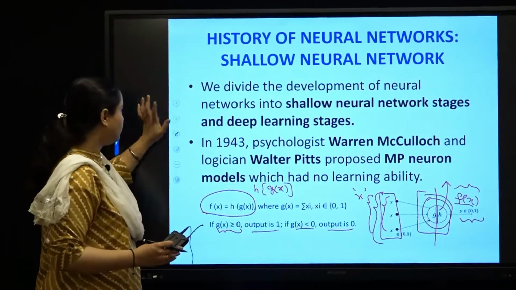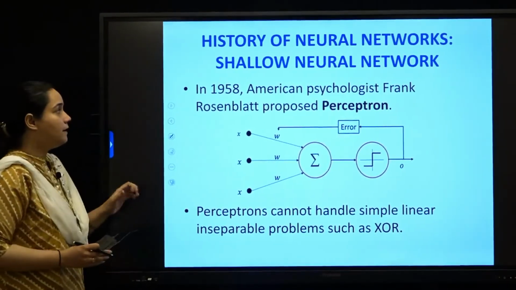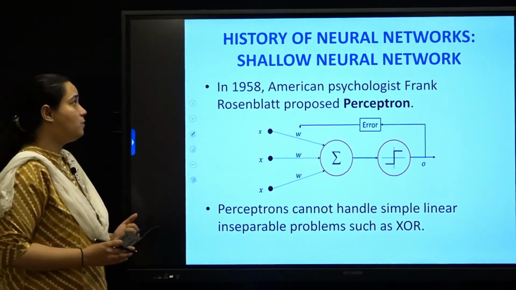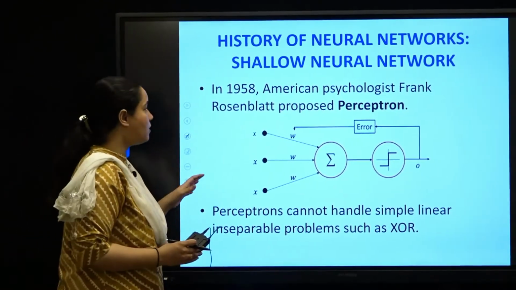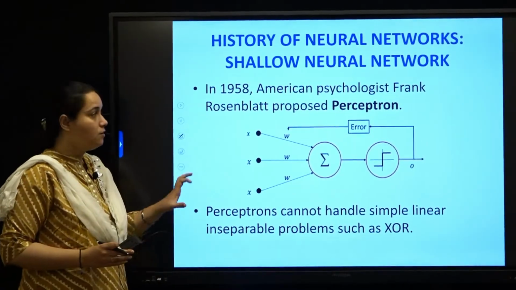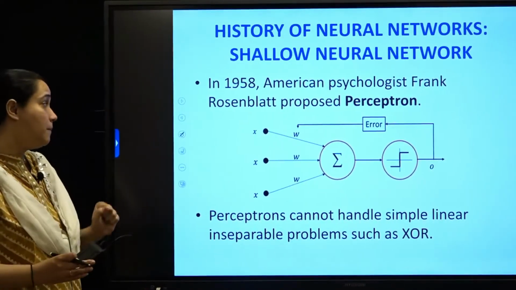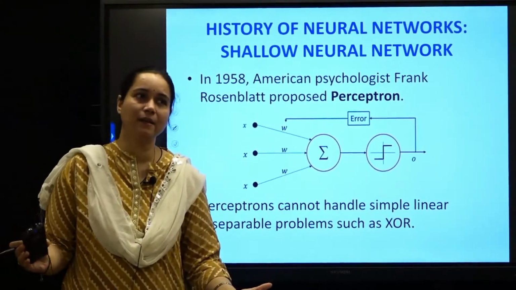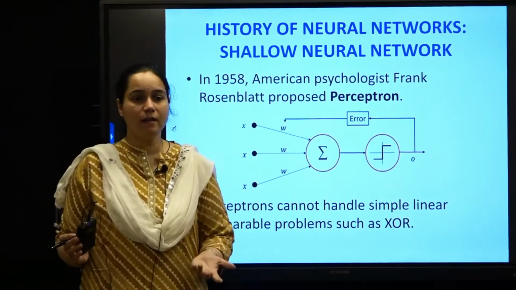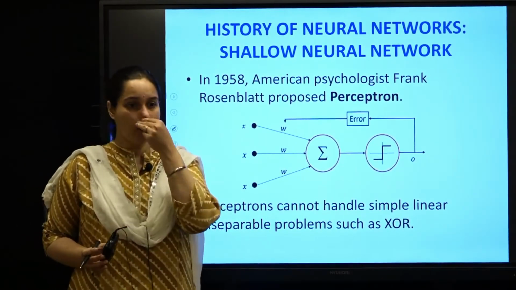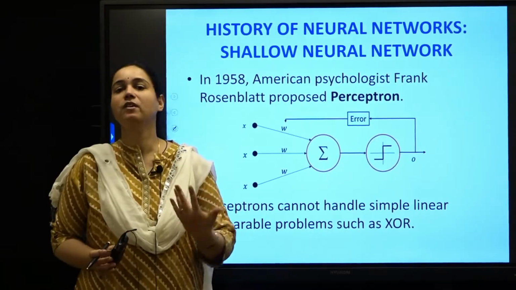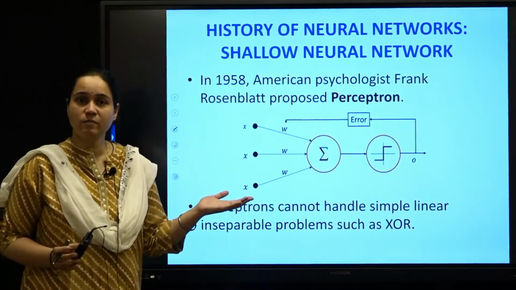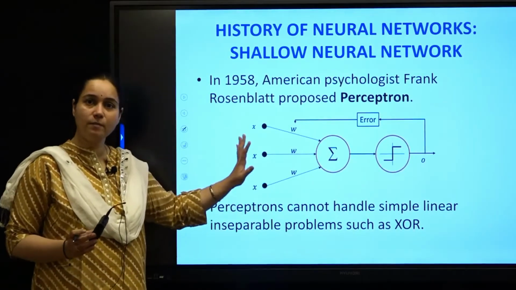Now, the next invention came in the year 1958, where American psychologist Frank Rosenblatt proposed the perceptron. Perceptron had learning ability. Now what do you understand by learning ability? Learning means you have to identify what mistake you have made and learn from it. That was not possible with a McCulloch-Pitts model, but a little bit was possible with the perceptron model.